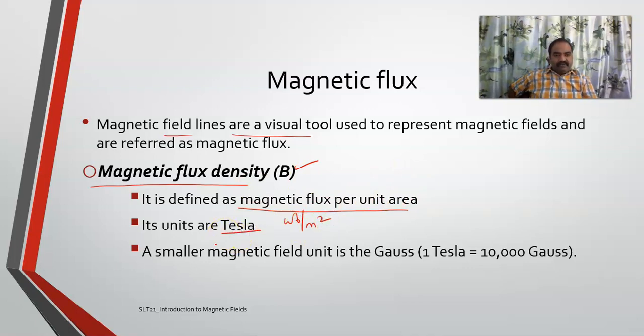In some textbooks, we will use another unit called a Gauss, which is a smaller value than a Tesla. So 1 Tesla is somewhere around 10,000 Gauss. Okay.